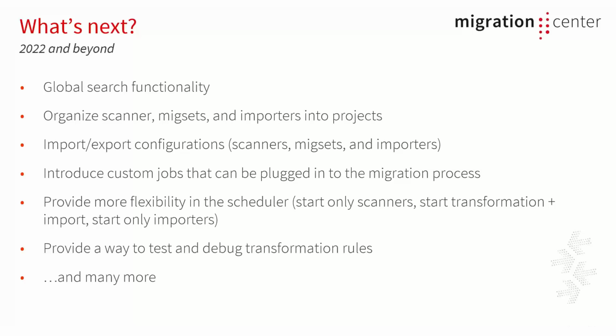So we'll be focusing on providing really nice functionality in the web UI. We want to provide a global search functionality to find your objects and your related objects, like versions or relations and stuff like that. So you can easily find the objects or related objects for errors or whatever.